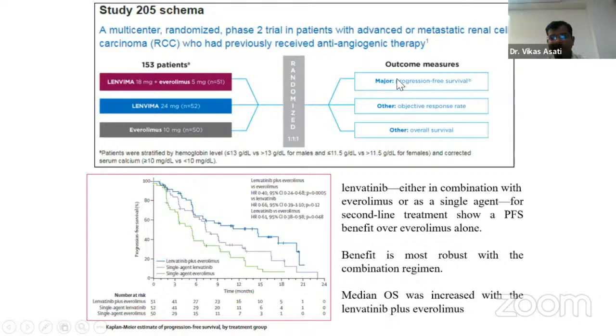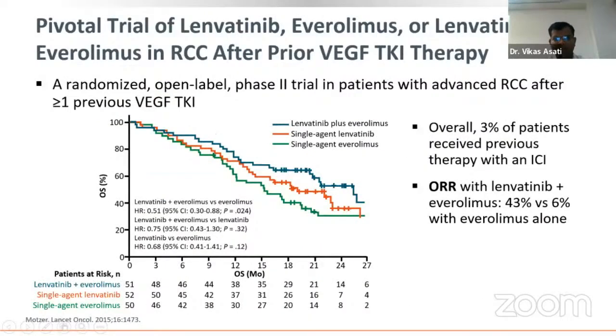Again, the primary endpoint was the median progression-free survival. And again, we can see that the PFS was better in the patients who received the combination of lenvatinib and everolimus. And we can see that the response rate with this combination was high, at around 43%. And we will see in a subsequent slide that this is the maximum response rate we get with any of the therapies.